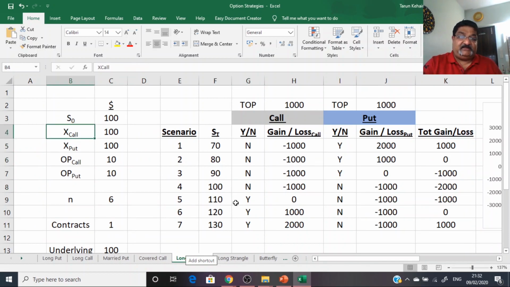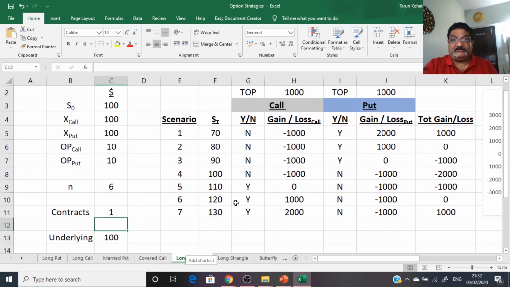So now you have fairly new parameters here, the spot price of the security at $100. Again, as I told you, in case of a long straddle, the exercise price of the call and the put option is the same, $100. The option price of the call and put also is the same, $10, because they are both at the money. The option window time period is 6 months, one contract, 100 securities.